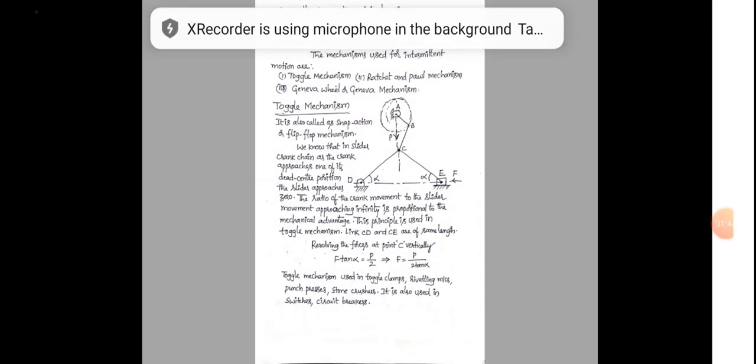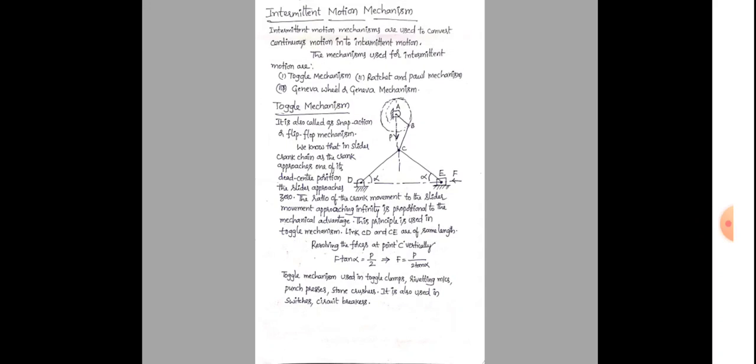Right, now taking intermittent motion mechanism. Now once again, the title reflects or implies or indicates intermittent, means not continuous. So therefore now I am going to discuss few of the intermittent motion mechanisms.